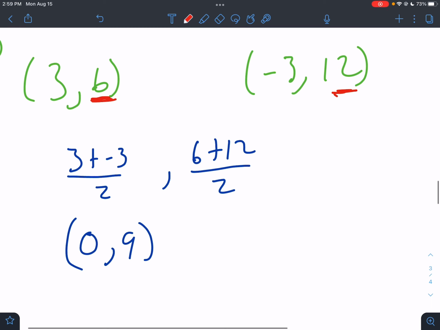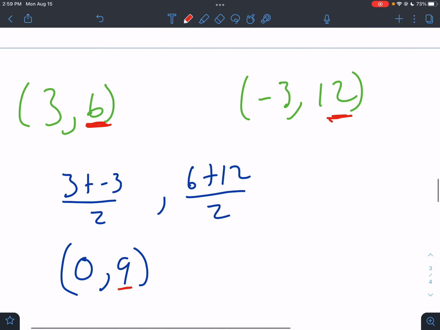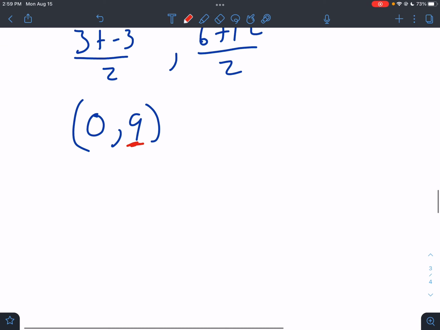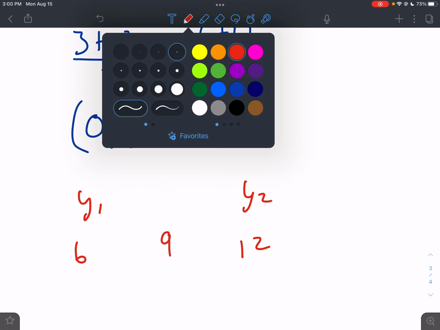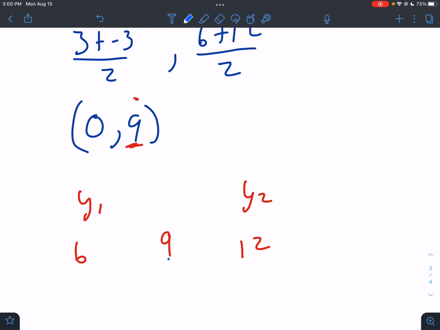But if I look at my number 9 here, so we have 6, 9, and 12. Think about that number 9. So here are my y values. y1 is 6, y2 is 12, and I think the middle is supposed to be 9. How could I test that out? One way you could do it is take that number 9. How far is it to 6? Well, that's 3. How far is it to 12? Oh, that's also 3. If it's in the middle, shouldn't it be the exact same distance to both sides?